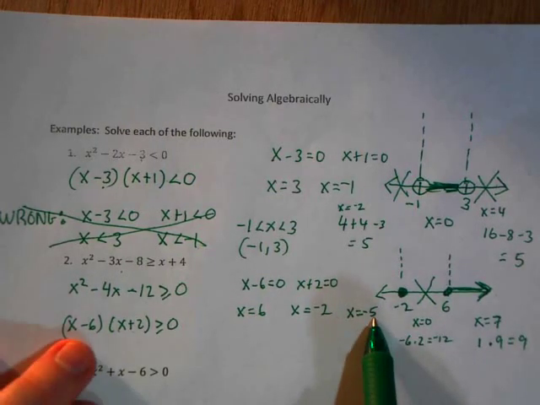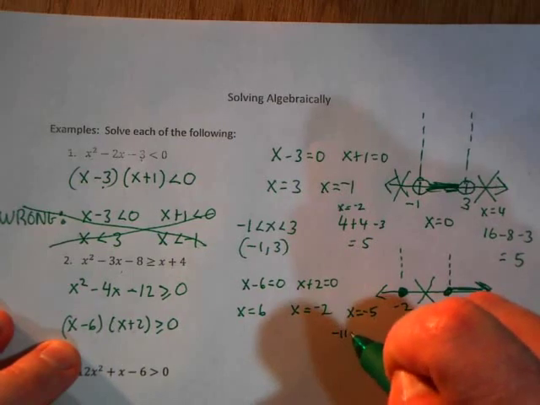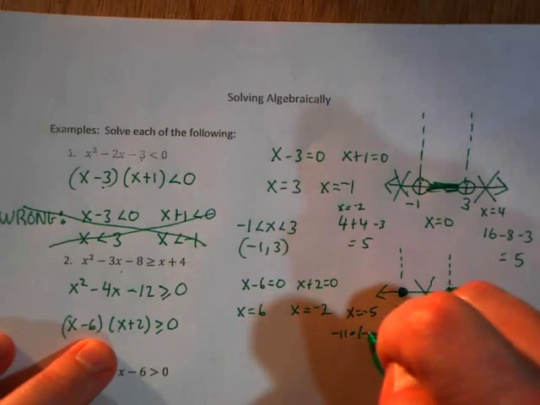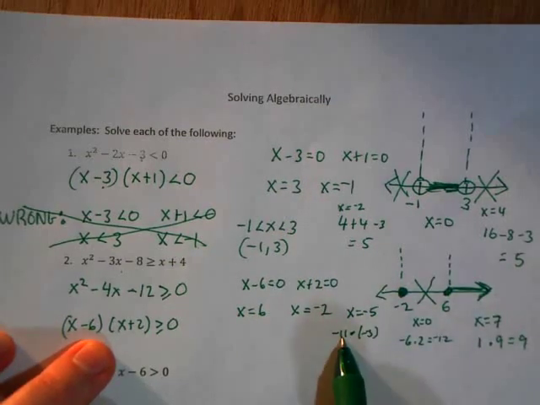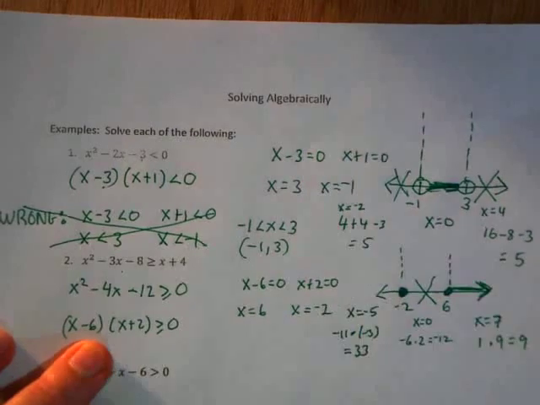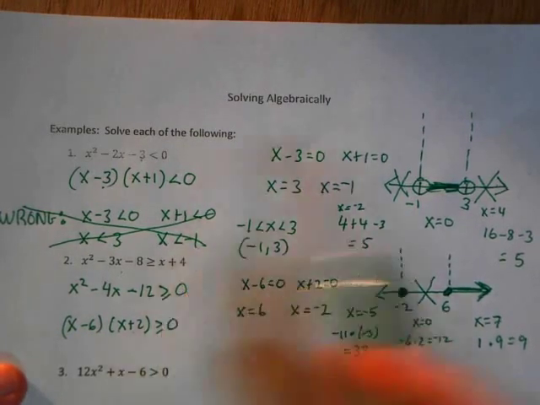All right, so plug in -5. I'm going to have -5 minus 6. That's -11 times -5 plus 2, which is -3. Negative 11 times negative 3, when I multiply two negatives, I get a positive. Happens to be 33 in this case. Is 33 bigger than 0? You bet.